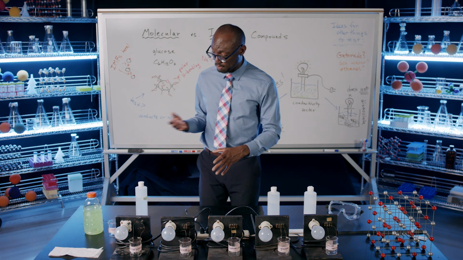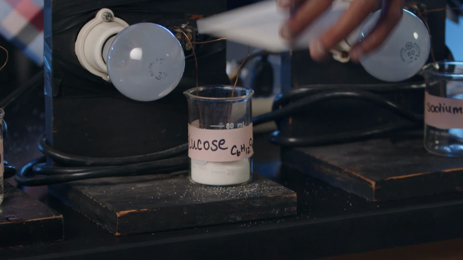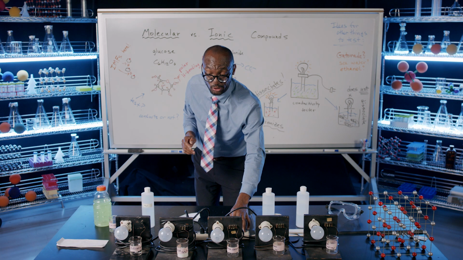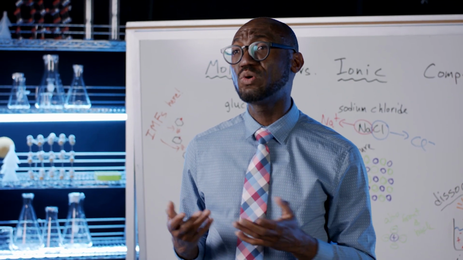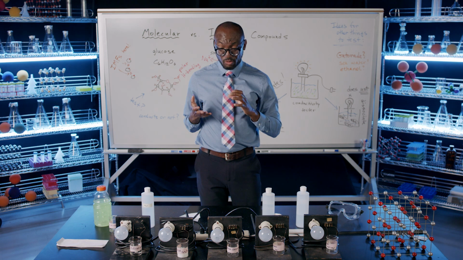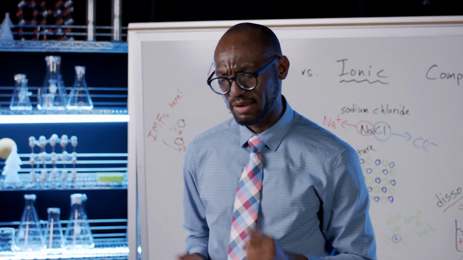Next, let's test a simple sugar, glucose, which is a molecular compound. It exists as molecules of C6H12O6. If I submerge the electrodes in a beaker of glucose and turn the light on, nothing happens. And what this is telling us is that the solid glucose doesn't conduct electricity at all. Glucose molecules are neutral. Maybe that's the problem.